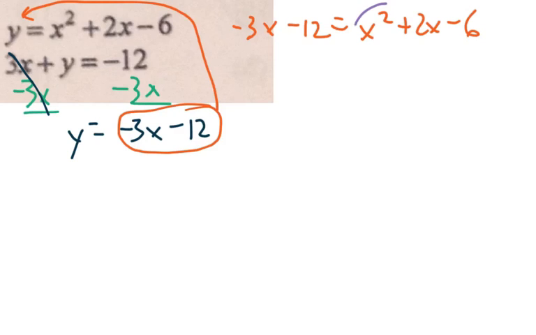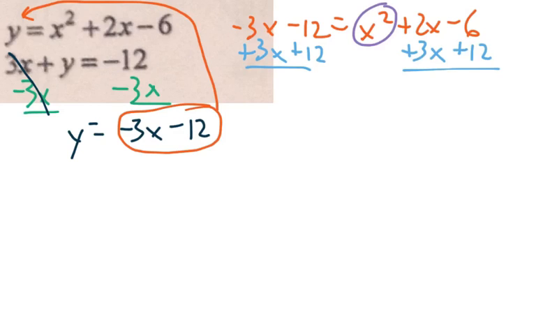Since my x squared is on the right side, I'm going to make my 0 on the left side. So I'm going to go ahead and add 3x to both sides. And if you permit me, I'm also going to add 12 to both sides, kind of like two birds with one stone, right? So let's see what happens. I've now made 3 minus 3, 0x. I have 12 minus 12, which is 0. And that's equal to x squared plus 5x plus 6.